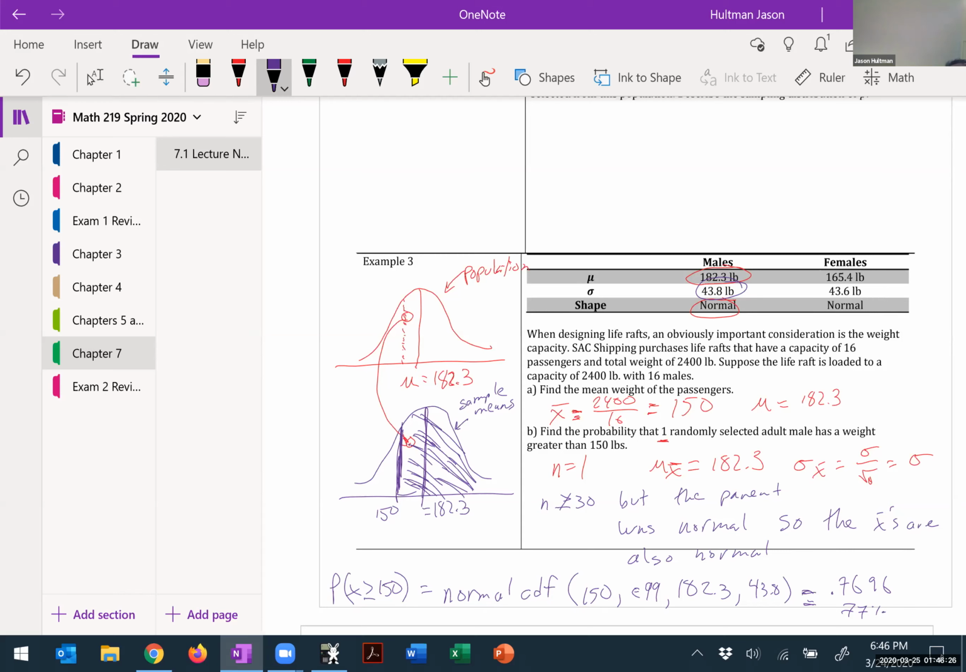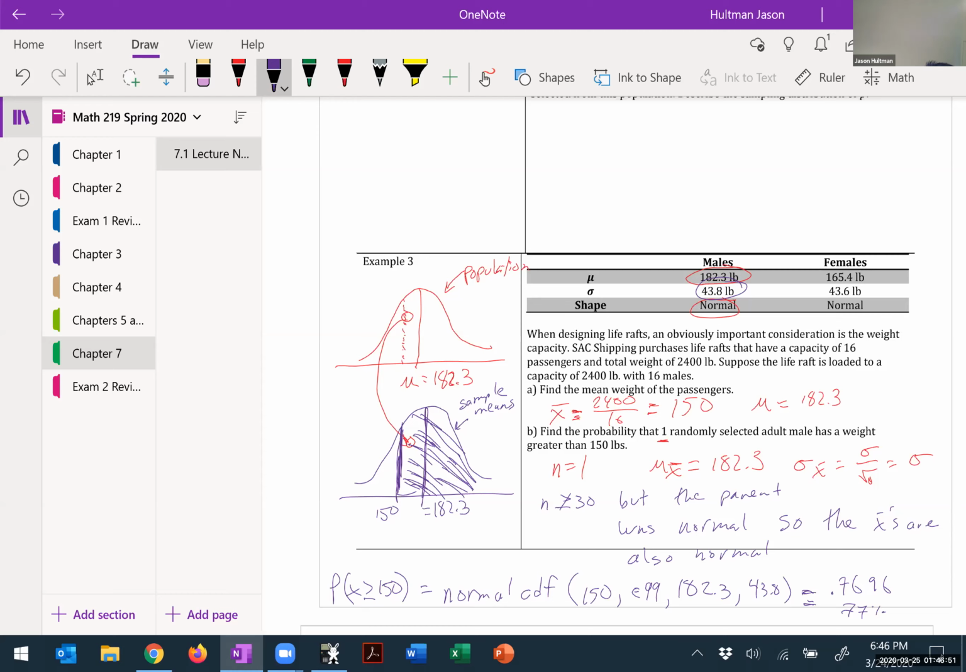Which means that we're probably not going to be able to fill the raft to capacity, because there's a 77% chance that any one of these people is above that 150 mark.